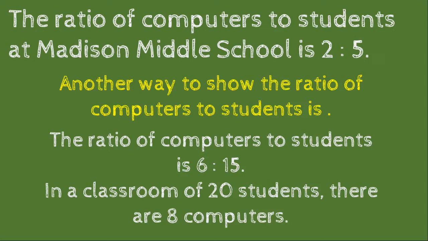This is an equivalent ratio because we can represent it by multiplying the original ratio of 2 to 5 by the number 3. 2 times 3 is 6, and 5 times 3 is 15. This makes it an equivalent ratio. For the next example, 20 students, which is represented by the number 5 in the original ratio, we can just multiply it by 4. 5 times 4 is 20, and therefore, we need to multiply 2 by 4, which is 8. And in a classroom of 20 students, there are 8 computers, which is correct.